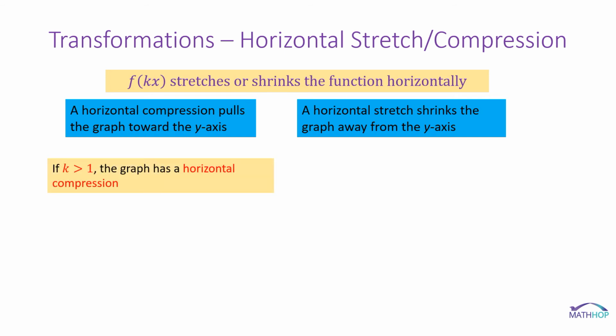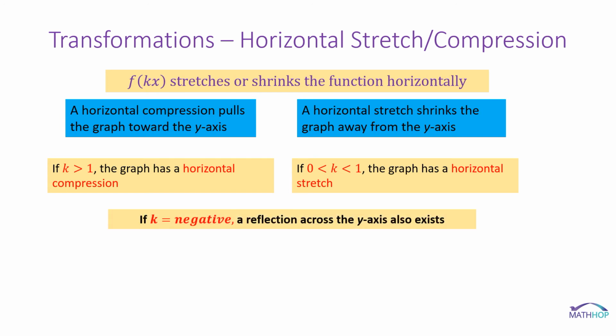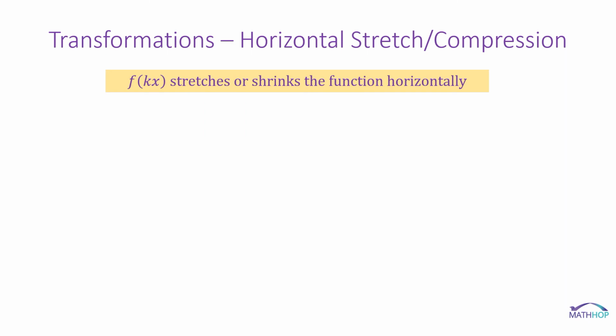Again, we have rules, but they're flipped. If you have a whole number, the graph has a horizontal compression. If you have a fraction, it has a horizontal stretch away from the y-axis. Again, if k is negative, do everything you would normally do and then flip it over the y-axis. Let's look at some of these.